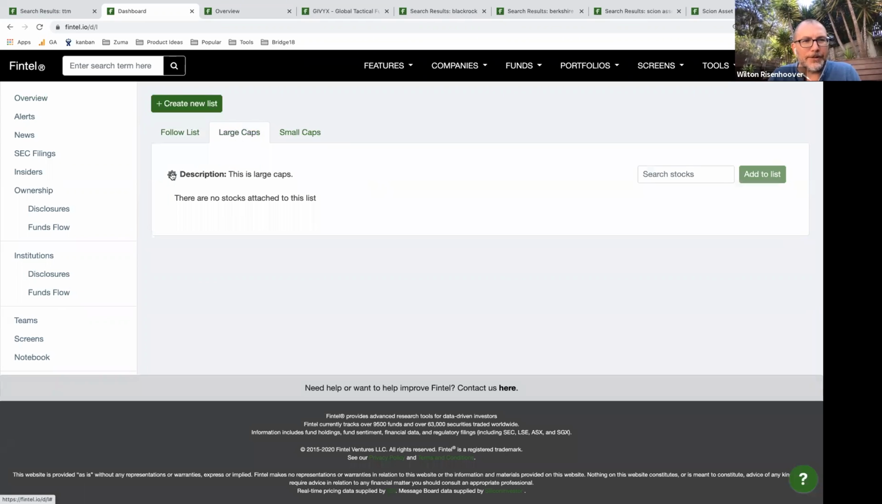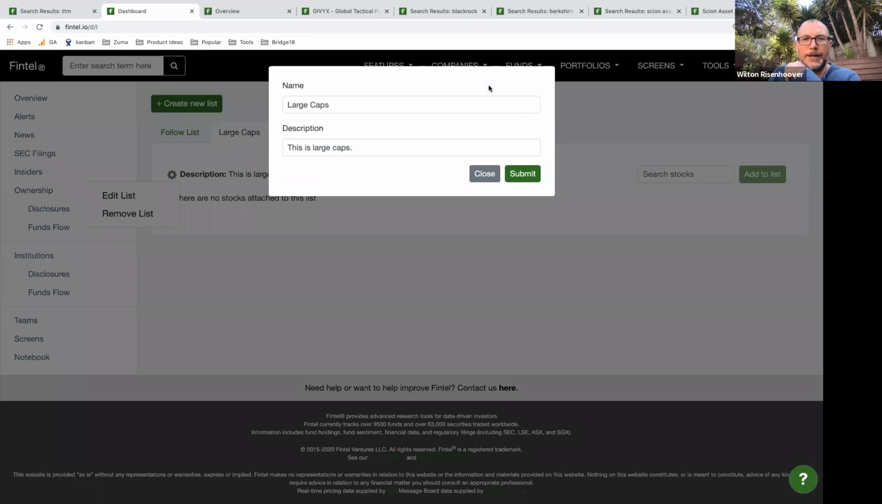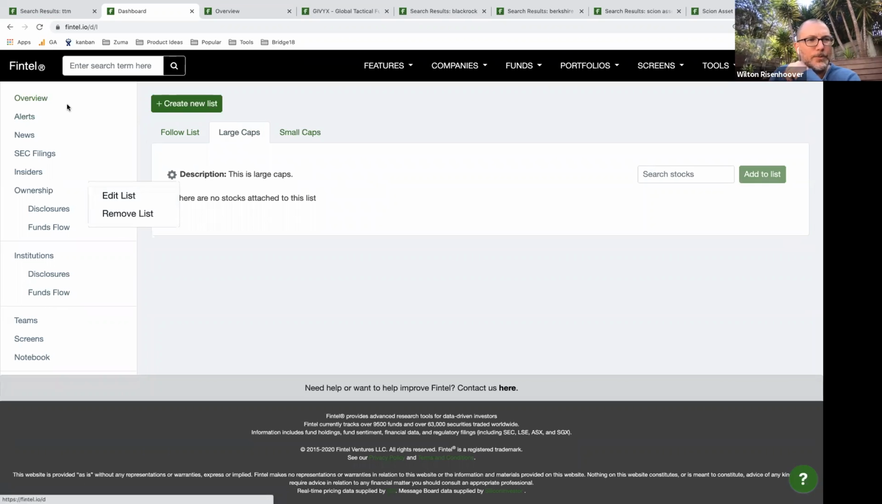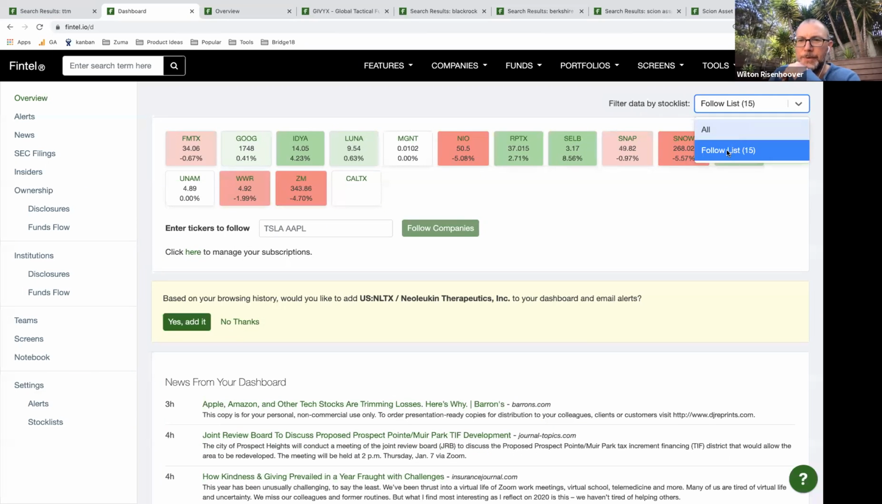I don't think I have anything in the large caps, but if you had a stock list in here that had more stuff, you should be able to pick a new stock list here and filter this front page, your overview, by that stock list.